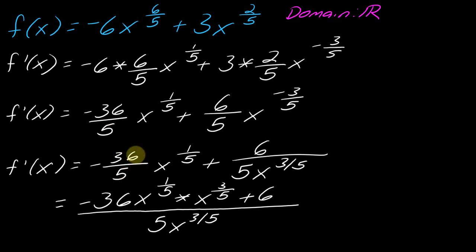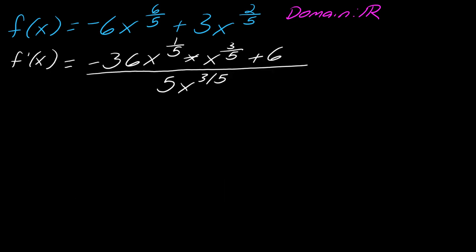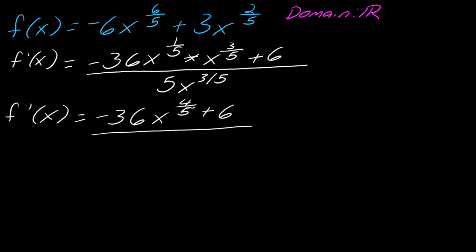I'm multiplying this whole thing top and bottom by x to the 3 over 5. So you can see the 3 over 5s. I wanted to break out this detail so you can see what I'm doing with the exponents. Now I have to add up the exponents here. I'm already running out of room. Like I said, you really are going to get your hands dirty with the algebra here. Let me clear some space. Okay, now I'm going to finish this. So this is negative 36x to the 4/5 plus 6 over 5x to the 3/5.